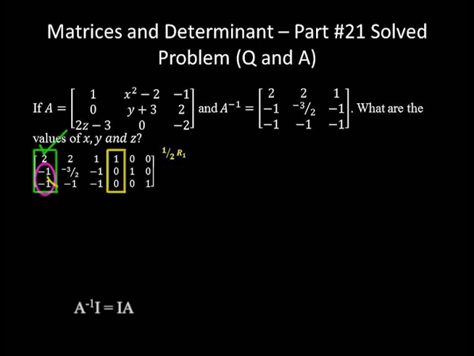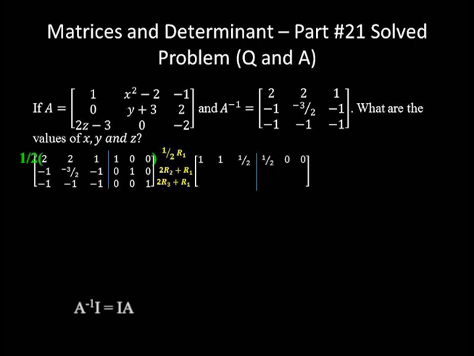So to change this negative 1 to 0, we can use the formula 2 times row 2 plus row 1. By the same analogy, the formula 2 times row 3 plus row 1 can be used to convert this third row negative 1 to 0. Multiplying row 1 elements by 1 over 2 gives us 1, 1, 1 over 2, 1 over 2, 0 and 0. Let's calculate 2 times row 2 plus row 1.